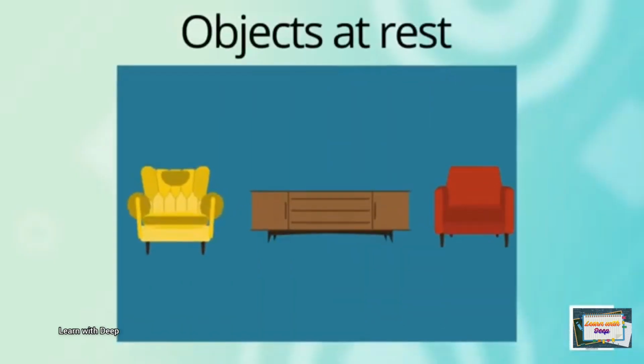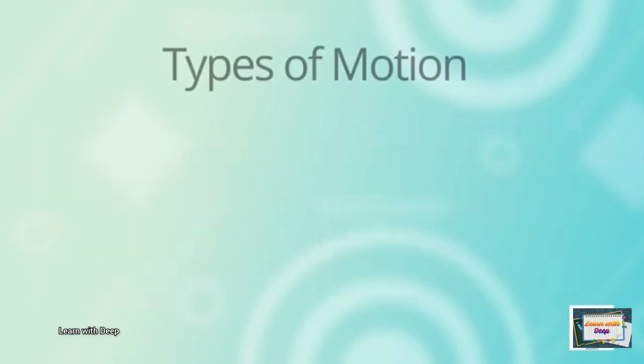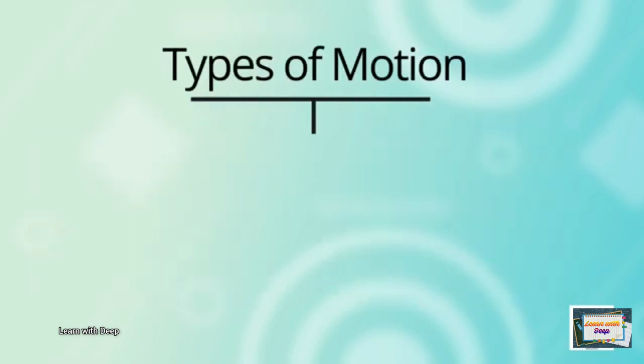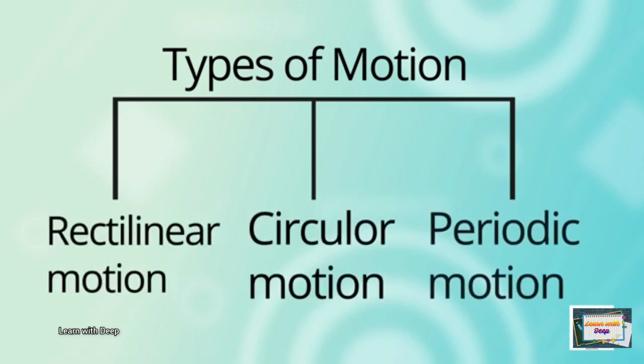Objects at rest. There are many objects around us. Some objects are in motion, whereas some objects are at rest. The objects you see here are some of the objects at rest. Now the objects which you see are the objects around us which are in motion. Types of motion. There are three types of motion: rectilinear motion, circular motion, and periodic motion.